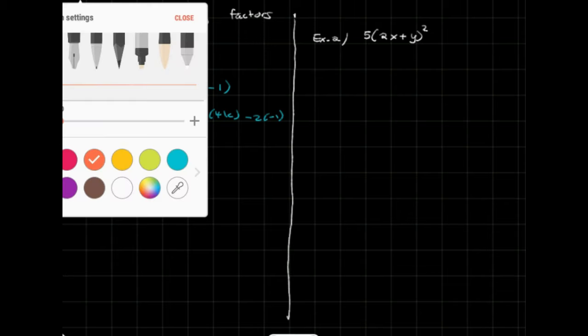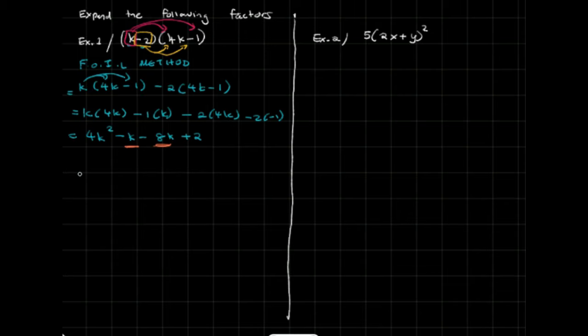Okay, and when you're collecting like terms, you basically get 4k squared, negative k, which is negative 1k, minus 8k is negative 9k, right, plus 2. Okay, and this is basically your answer, this is your expression. So this is how you expand a set of factors. Let's take a look at example 2.